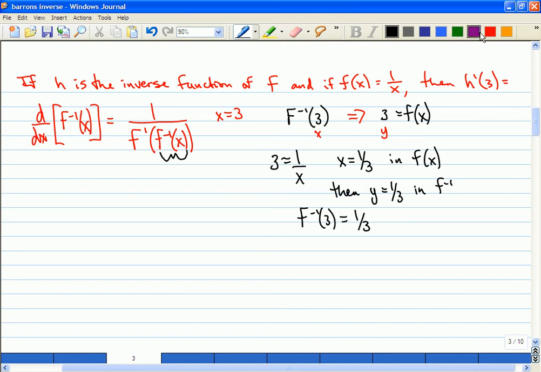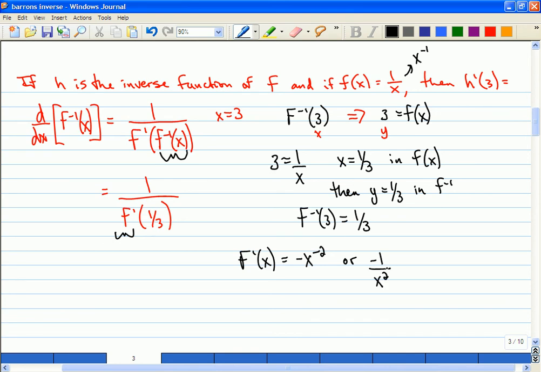Okay, so now I can rewrite this relationship as 1 over the derivative, and I know the inverse at 3 is 1/3. So now what I need to figure out is the next piece here, which is the derivative. So the derivative of f is going to be, you can use the power rule here, that might be an easier way to get this one. It'll be negative x to the negative 2, or negative 1 over x squared.